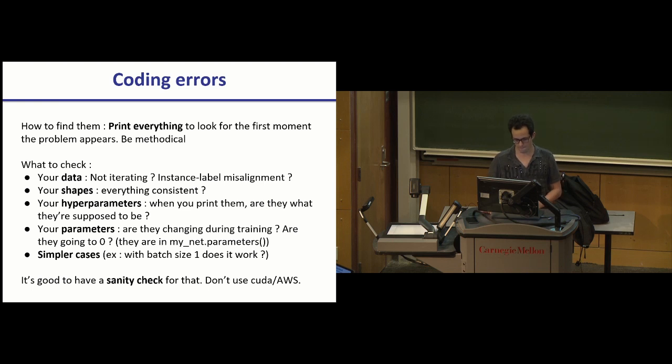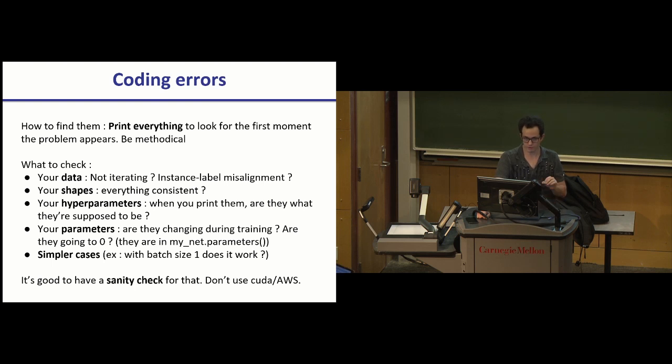If one of these things happens to you, or more generally, if you think you have a coding error, the solution is to print a bunch of stuff to look at the first moment that something seems to be wrong. First, print your data: print the first element of a batch and look at whether the instance and the label seem aligned compared to what the dataset was. It's possible that one was shuffled and the other wasn't, or that you're not iterating on the data because you mishandled your getItem function in the dataset.